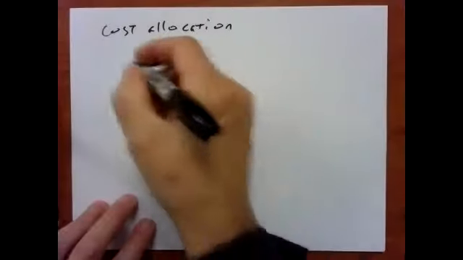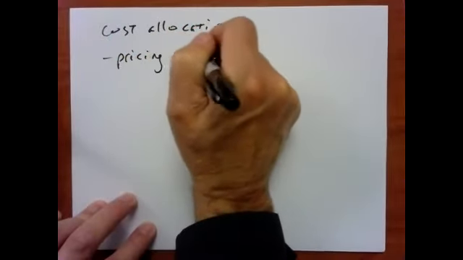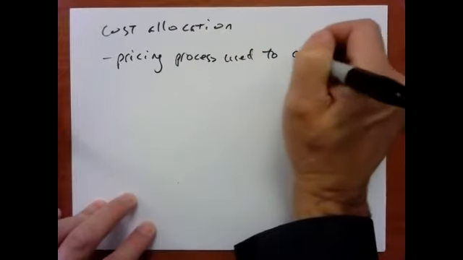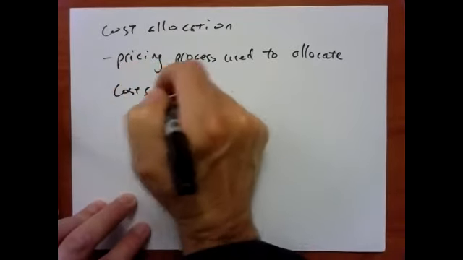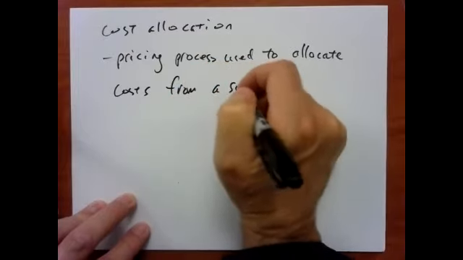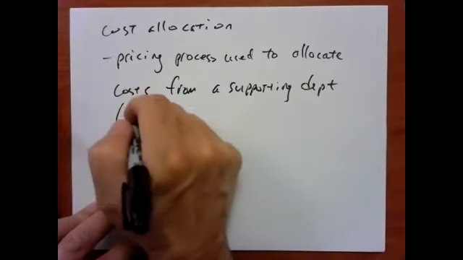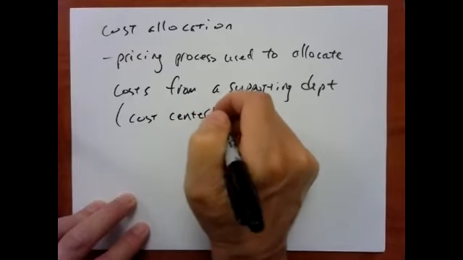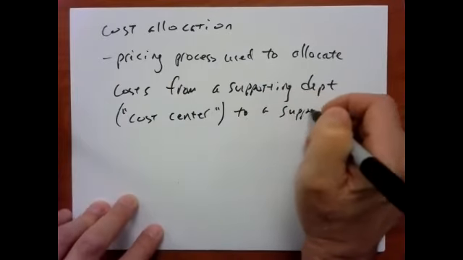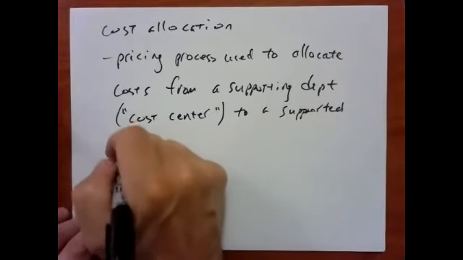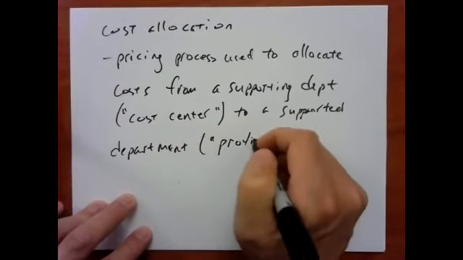Right, so this is again what we're talking about. It's a pricing process used to allocate costs from a supporting department, which we're going to call a cost center, to a supported department, which we're going to call a profit center.